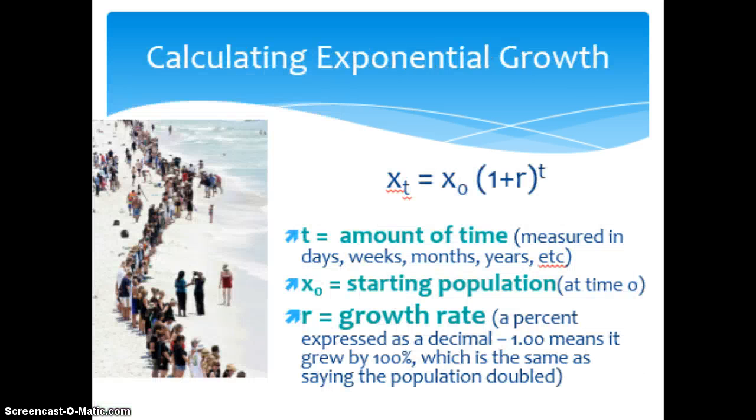All right, so there is a way to calculate this, and I'd like you to pause here and record this. If you want to know the population at a given point in time, you take the starting population and multiply it by, in parentheses, 1 plus r, that's the growth rate. You put 1 plus r to the power of t, which is the amount of time you're interested in. Once you calculate that, you multiply by your starting population, and that will give you your population at that point in time, depending on how much time has gone by.